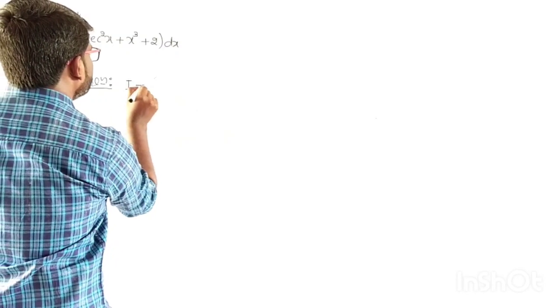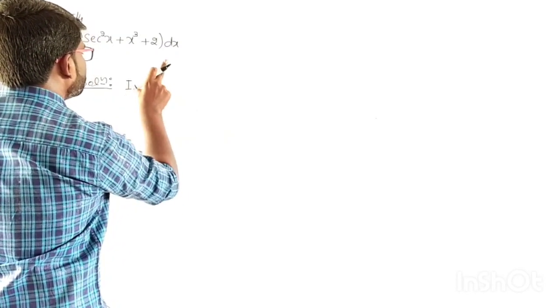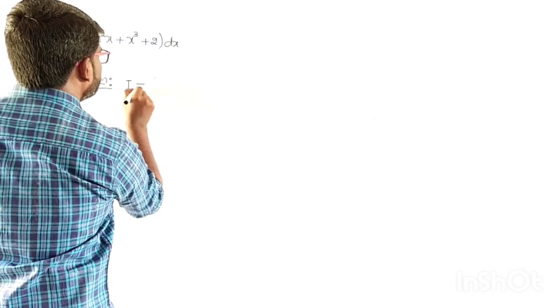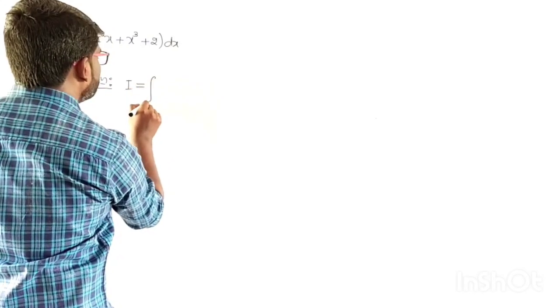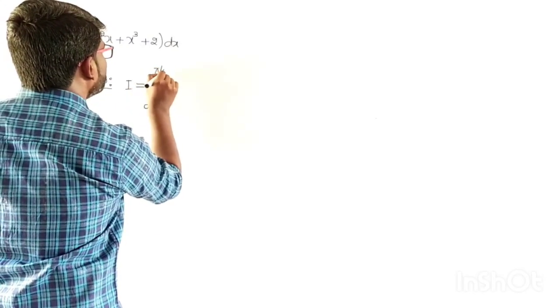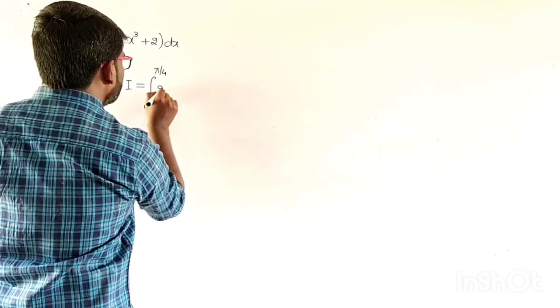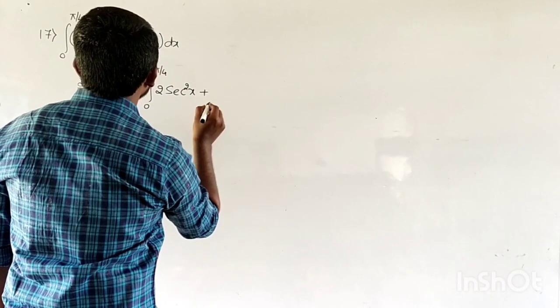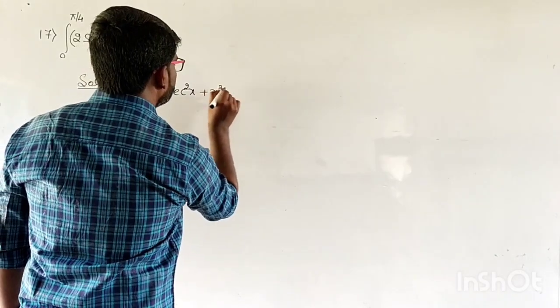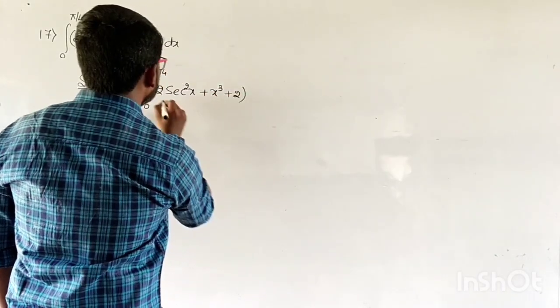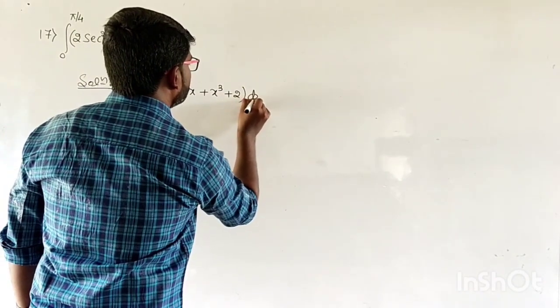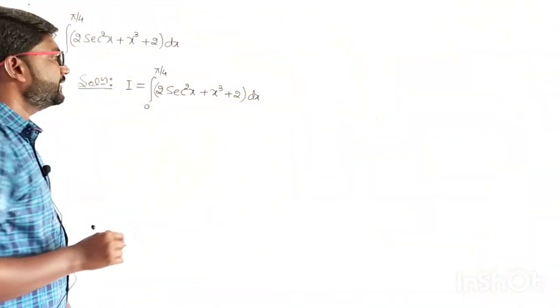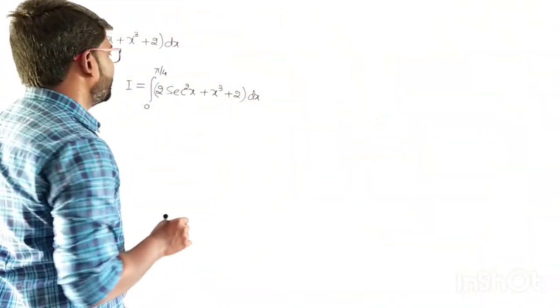which is equals to the integral from 0 to pi by 4 of 2 secant square x plus x cube plus 2 dx. So now we have to integrate them separately.